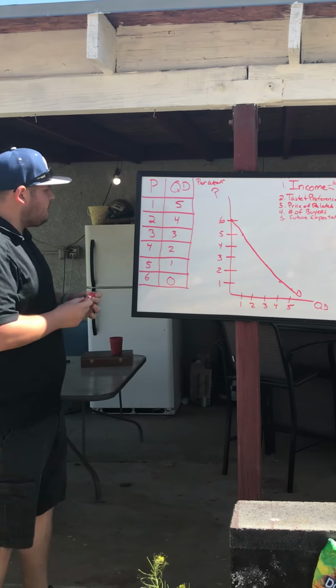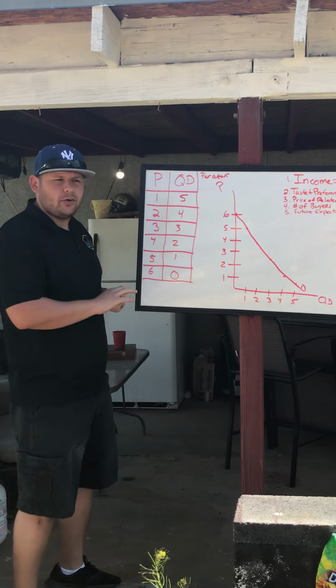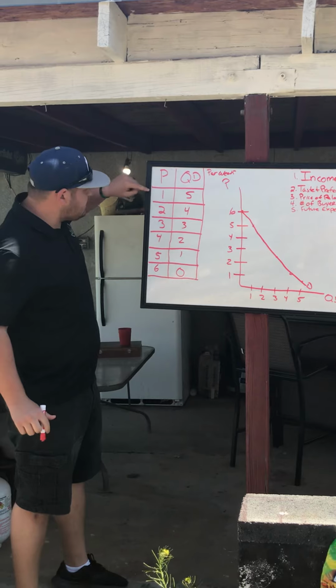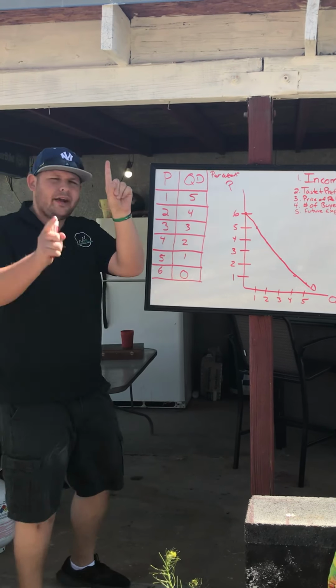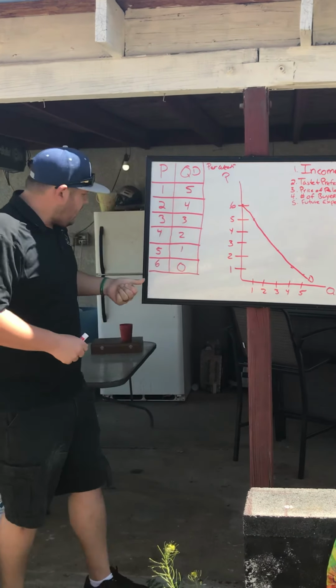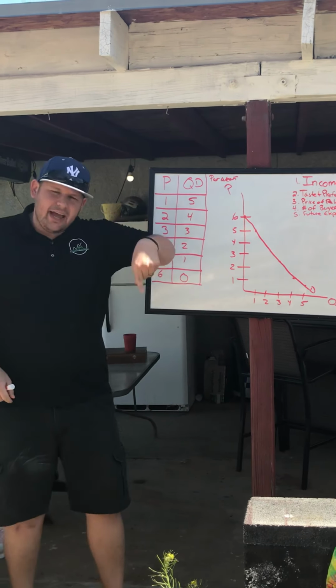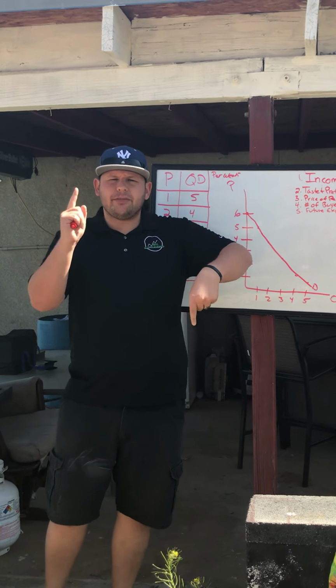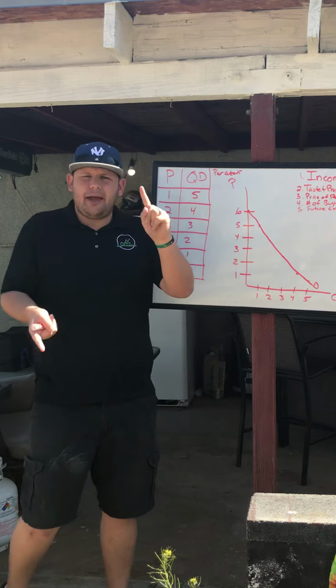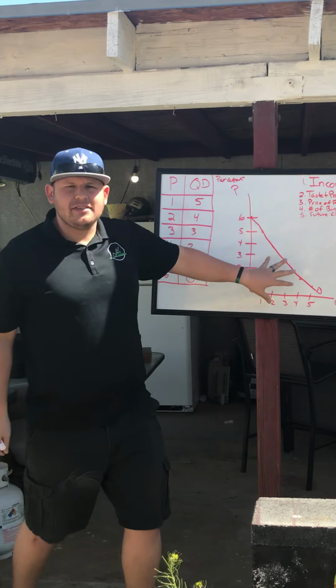Now, let's go back to the table here, right? So any way you want to read it, if you look at it this way, you see price goes up, quantity demanded goes down. If you read it this way, as price goes down, quantity demanded goes up. There's an inverse relationship for demand. You can see it here, and you can see it here.